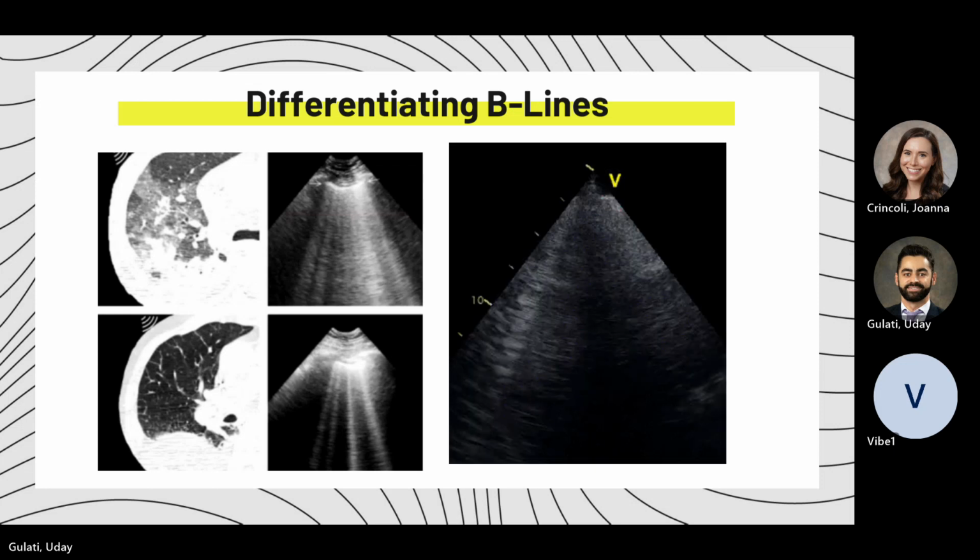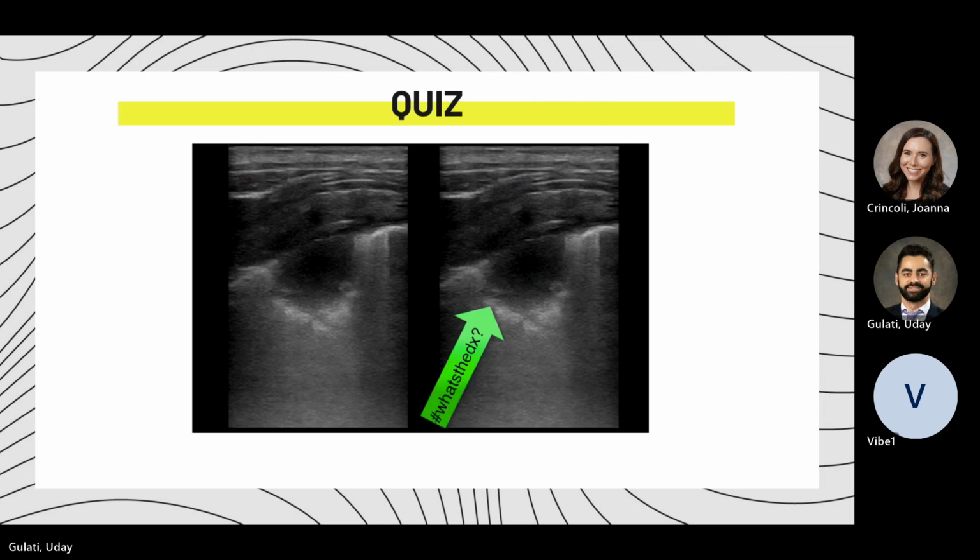Now, contrast that with this one, right? You're not being able to get as good a view. You don't see that clear pleural space. There's all this gunk underneath. All your pleural lines look different. This is probably, I would say, B prime. And that's how I would characterize this.